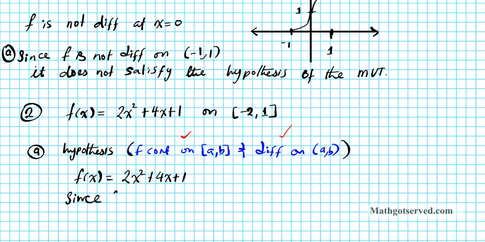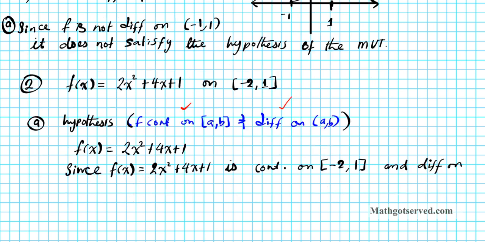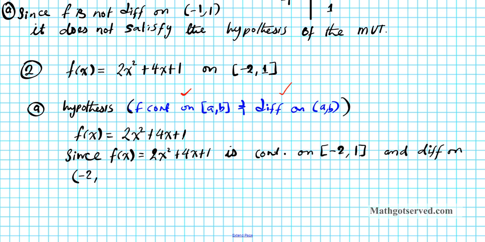Okay, so how do we write that conclusion? Since f of x equals 2x squared plus 4x plus 1 is continuous on the closed interval -2 and 1, that means no discontinuities on this closed interval, and differentiable on the open interval -2, 1, it satisfies the hypothesis of the MVT. Okay? Alright, now let's shift gears and move to the B part.